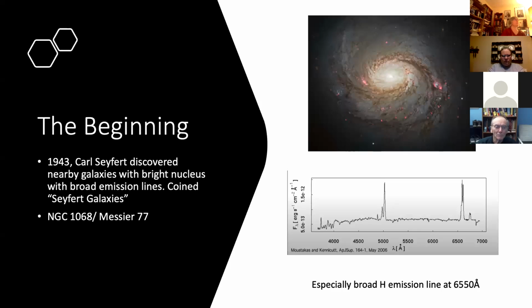Let's get started. Start at the beginning. Back in the year 1943, Carl Seyfert discovered about 6 nearby galaxies with bright nuclei that have broad emission lines that he coined Seyfert galaxies.